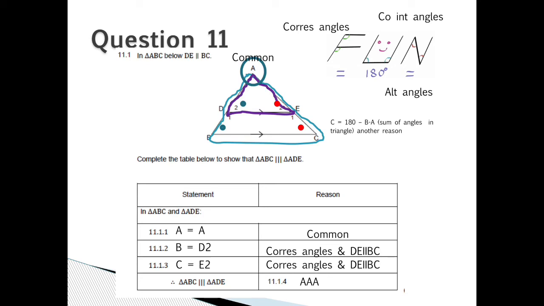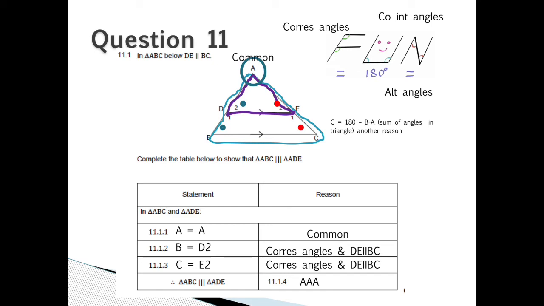We can also see that B and D2 are corresponding angles, therefore equal, and C and E2 are corresponding angles and are therefore equal. So, A is equal to A because it is common. B is equal to D2, corresponding angles, because DE is parallel to BC. And C is equal to E2, corresponding angles, because DE is parallel to BC.